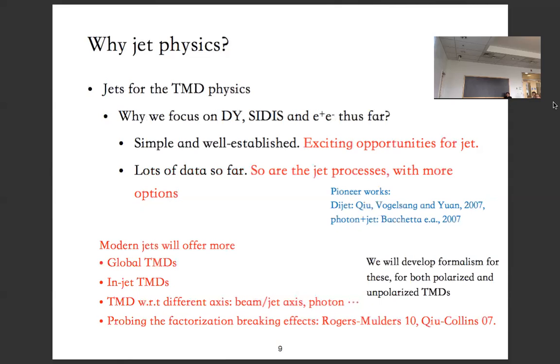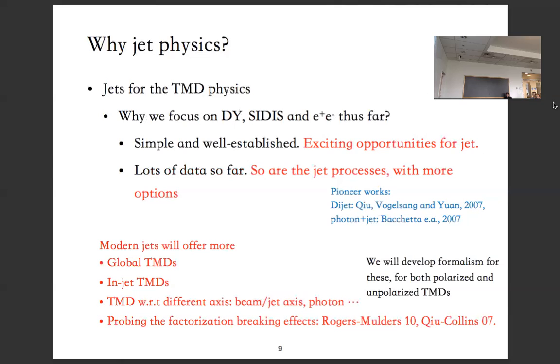Do you have a loop calculation for this? Depends on your process. For dijet, yes. For trijet, no. But dijet means that you can have at most four partons in the final state.